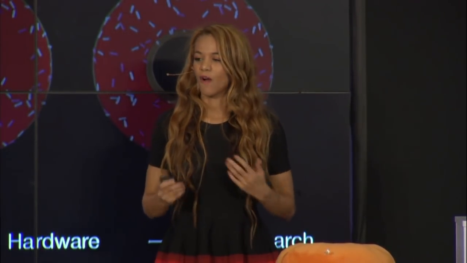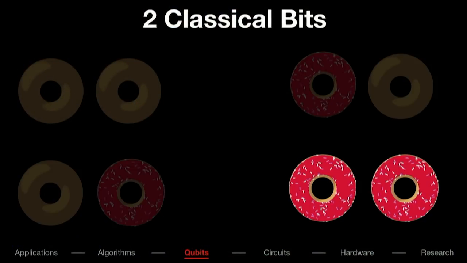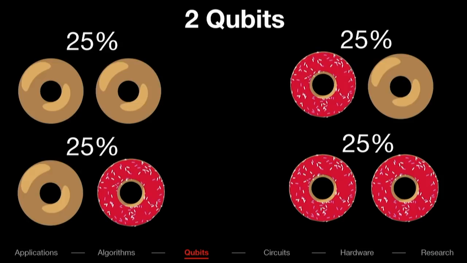And so now we can understand why simulating chemistry is so hard. If I have two classical bits, then it can be in only one of these states at a given time: plain plain, frosted plain, plain frosted, or frosted frosted. But if I have two quantum bits, then it can actually be in the superposition of all of these states. And in this case, it has an equal probability of being in one of those states. But those probabilities don't have to be equal.